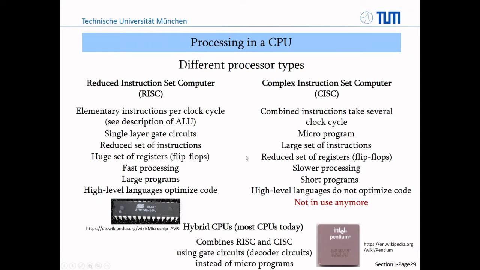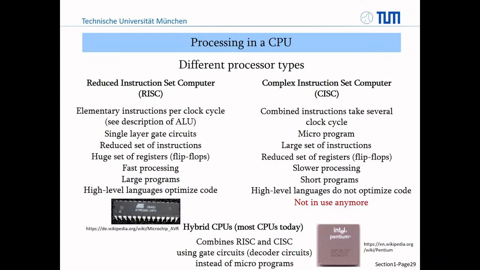And then you can differentiate between processor types. Nowadays it's not really necessary anymore, because nowadays you have this hybrid scenario, a mixture of both, but you can now think about pure RISC computers or pure RISC CPUs. For example, this Arduino is one. So what is the special thing here? You have just elementary instructions per clock cycle. So each time you have the clock pulse, you have one elementary instruction. So it's exactly what you see in the ALU.